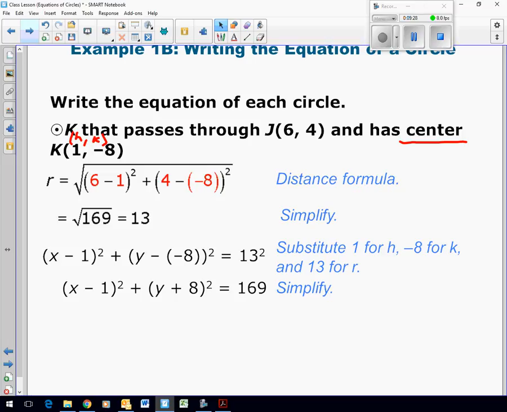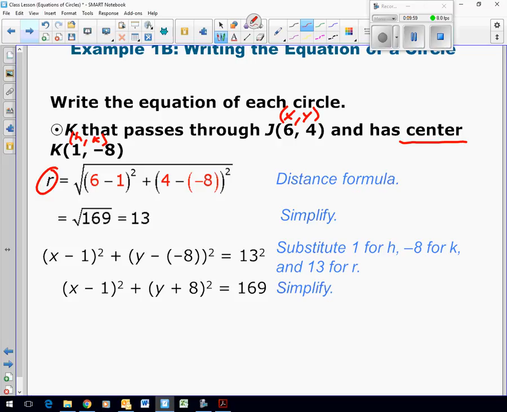So, if it says that circle passes through a point, that means that it passes through part of the edge of the circle, the rim of the circle, which means that these points represent your X and Y, and you're going to end up solving for R. Okay? When you do that, you just plug that straight into your distance formula and you'll be all right.